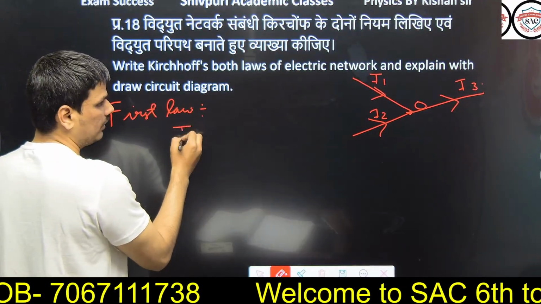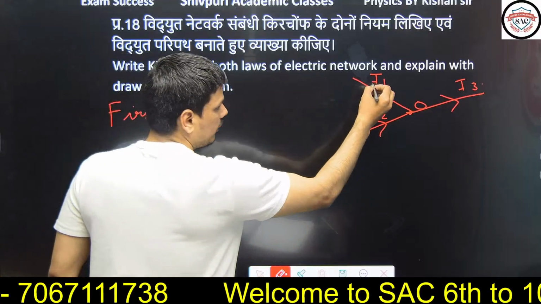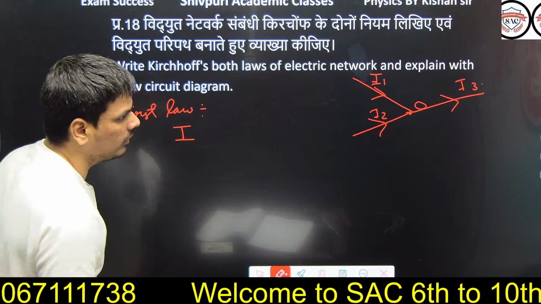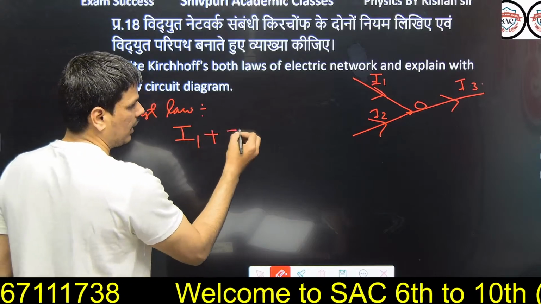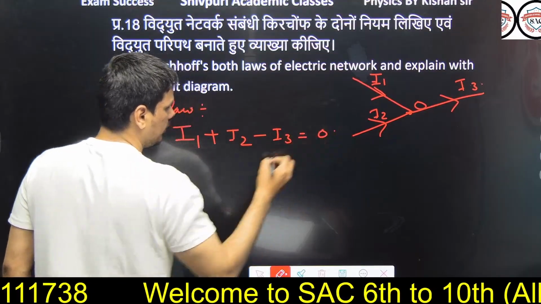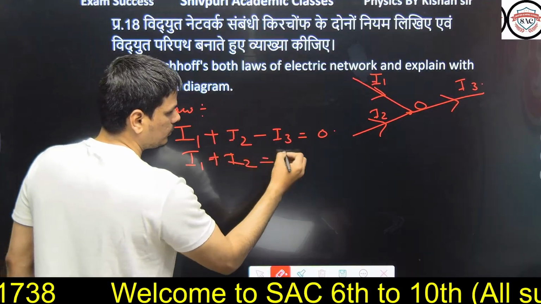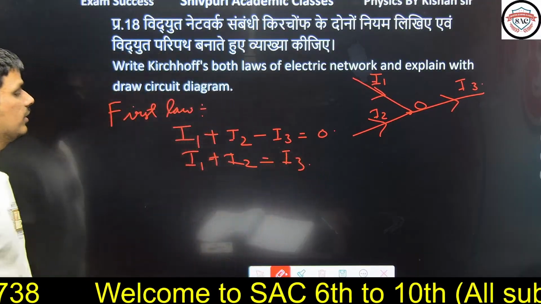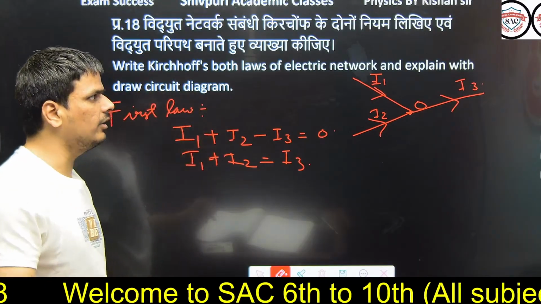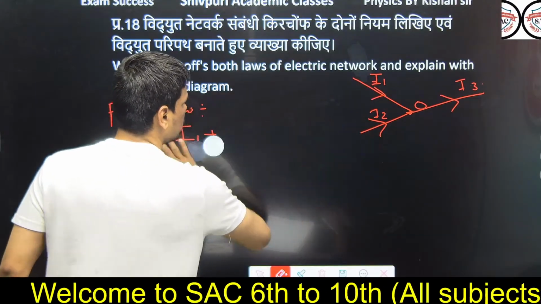So the algebraic sum of the electric currents will always be 0. We consider the current coming to the point O as positive, and the current leaving from the point O as negative. So I1 plus I2 minus I3 should always be 0, so we get I1 plus I2 equals I3. So this is our first law. What is our first law? The algebraic sum of the electric currents at a junction should always be 0. Okay, now we should talk about our second law.